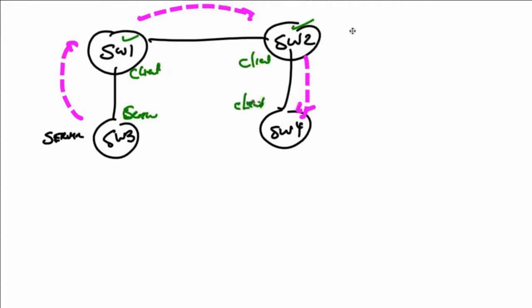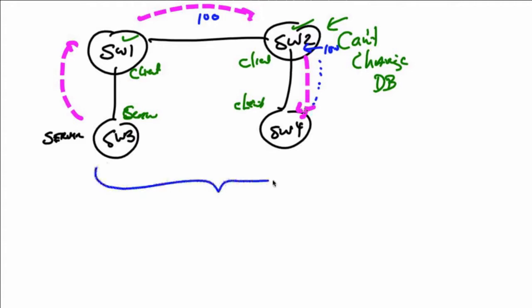Now we know that clients cannot change the database, i.e., I can't come onto these devices and say create a VLAN. However, if I receive an update that says create VLAN 100, I will create VLAN 100 here, and then I will also forward that message to all of my neighbors. Now the idea here is that in this entire unified domain, we should have VLAN 100.